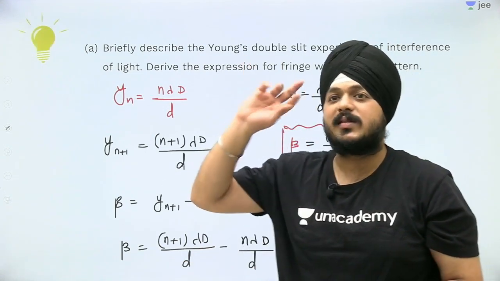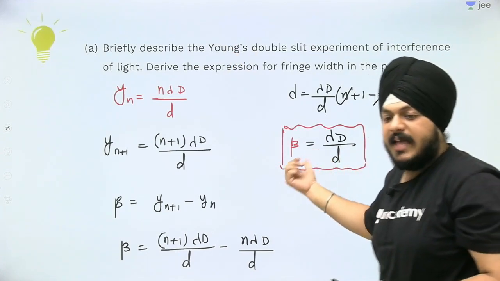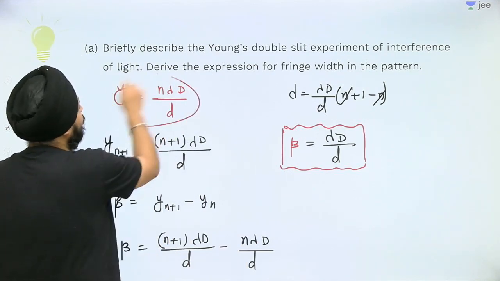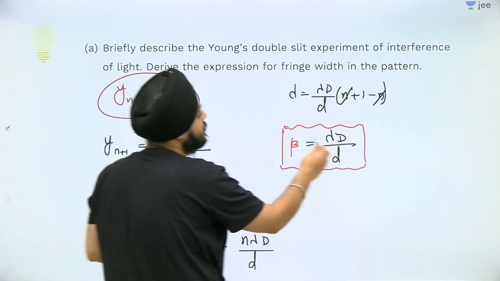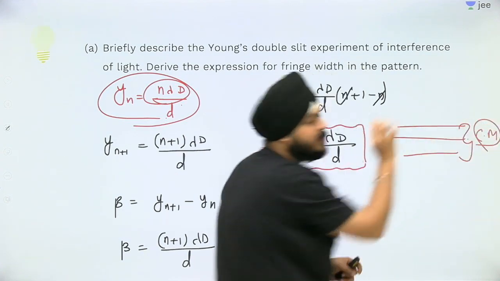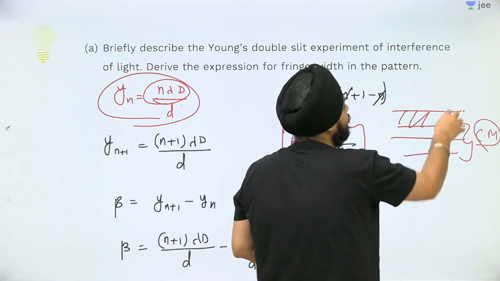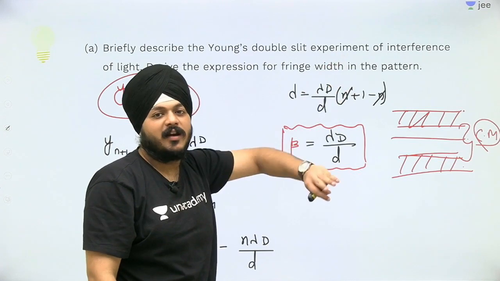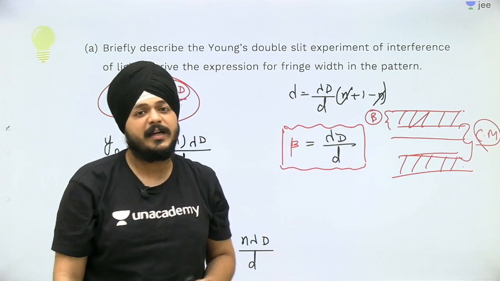But what we have to discuss right now is the fringe width. This is the formula of the fringe width, if I am talking about the nth fringe. Fringe width is what? Suppose this is the central maxima. Now what would be the fringe width? If this is the first dark fringe and this is the first dark fringe on the opposite side of the central maxima, can I consider this as the fringe width beta?